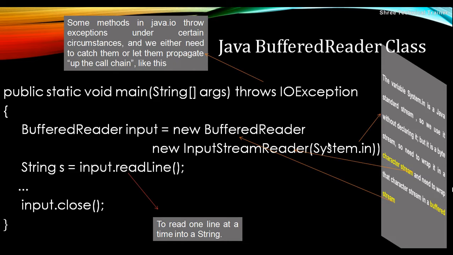Now the information that you have got from the keyboard will be in the object variable input. Suppose I want to read a line at a time into a string, then I have to use the readLine method from BufferedReader. So input.readLine() will be assigned to the string variable. In this way the BufferedReader is used.